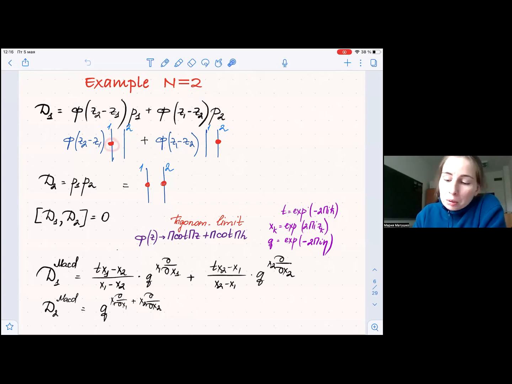So I just put this red dot on the line where I have a shift. So here I have shift only P1 and here P2. So this is the graphical notation for D1 and this is the graphical notation for D2. And these operators obviously commute because P1, P2 shift both variables zeta2 and zeta1. And here you may see that all phi's depend on the difference of zetas. So D1 commutes with D2. And the trigonometric, yes, in this multiplicative notation, the Macdonald form of these operators.